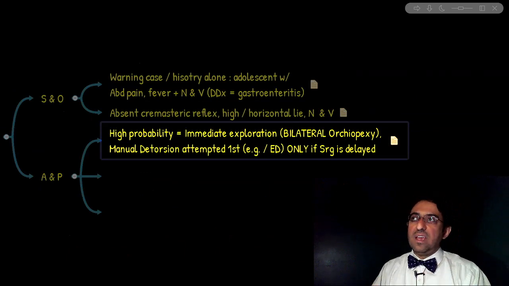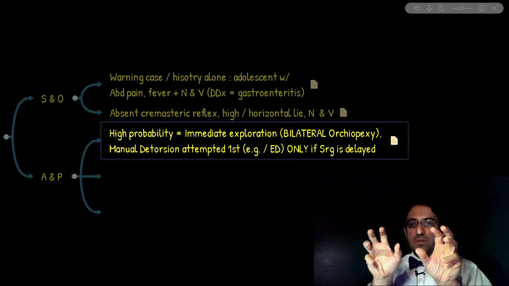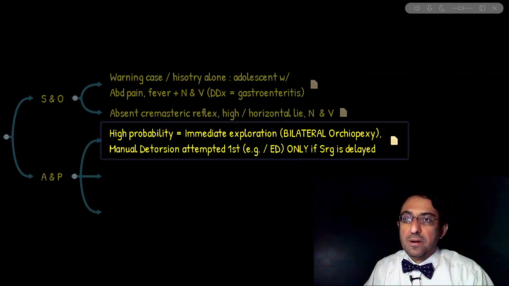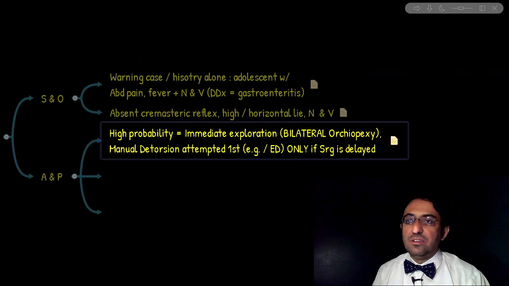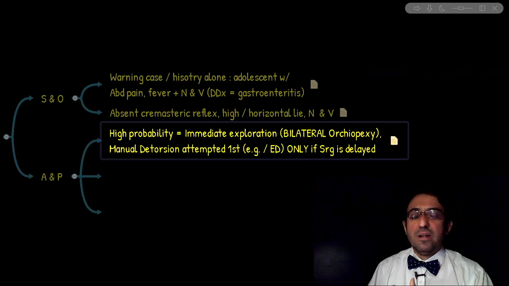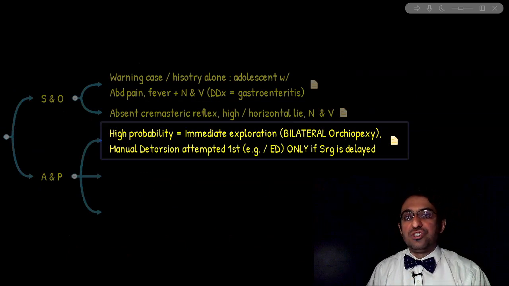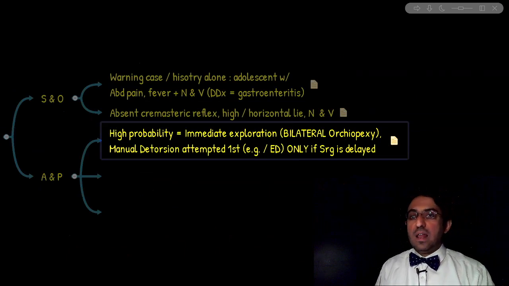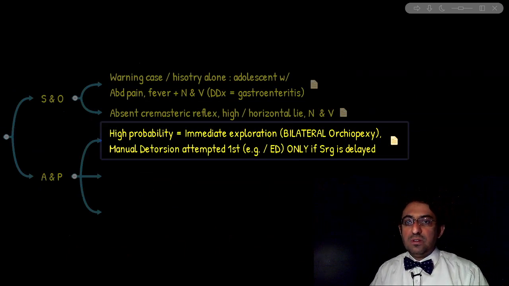Now, when do we attempt manual detorsion? If you remember the open book maneuver that we do only on the side that requires detorsion, the rule is we perform an ED attempt, an emergency department attempt, at detorsion when surgical intervention is not readily available within the golden 6 hours. What is the surgical intervention? Immediate surgical intervention with bilateral orchiopexy. Why does the intervention need to be bilateral? The fixation needs to be done on both sides given the high rate of recurrence.